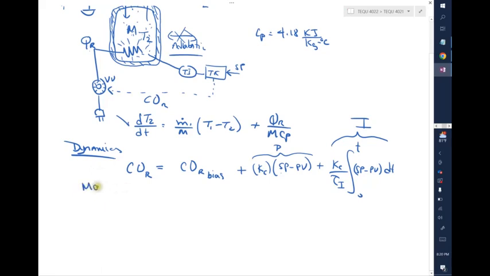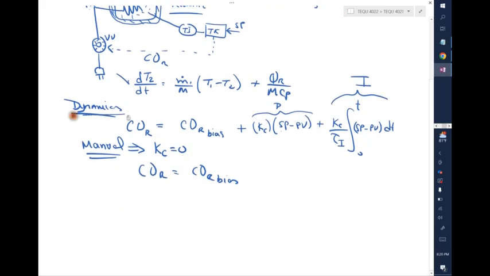So we're going to set the controller to a particular place that is called manual, and in manual, basically this type of controller where the proportional and the integral depend on Kc, if we set that Kc equals 0, what will happen is that COR equals the COR bias. So basically when you are running the dynamics, the only thing that you have to do is establish what the COR bias will be, and the system will go to whatever temperature is within the COR bias steady state.